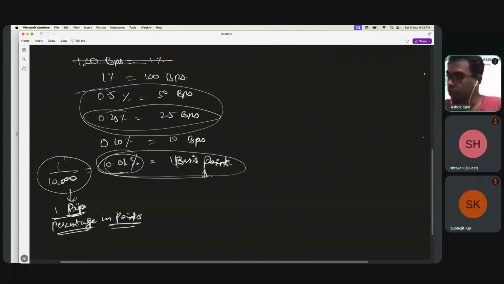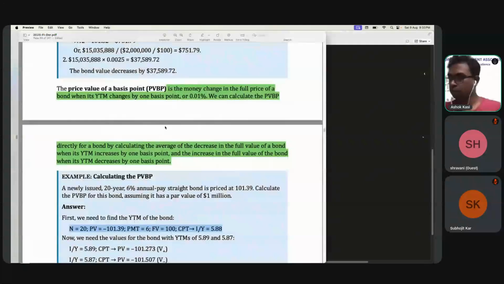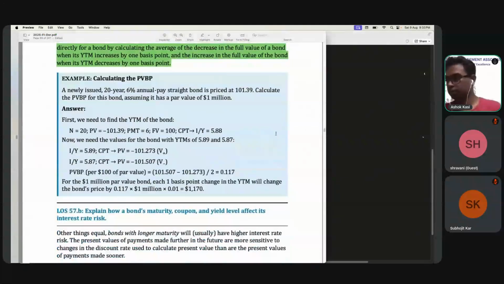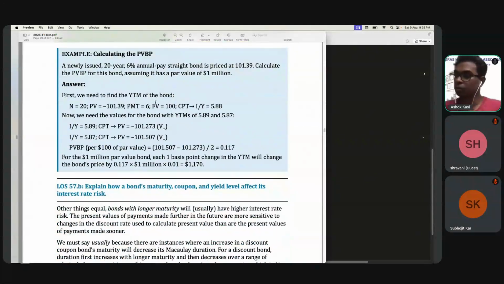Now we will stick to this one only, 1 basis point. So 1 basis point means 0.01 percent. You got the idea what we are finding: for this interest rate change, what will be the change in bond price? Now go through this question.